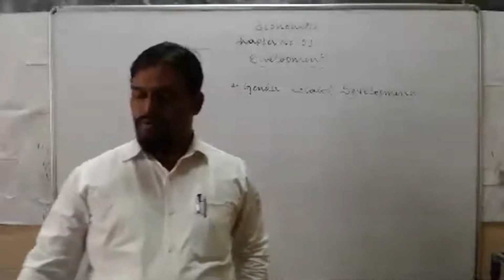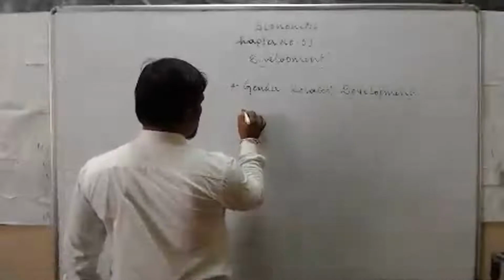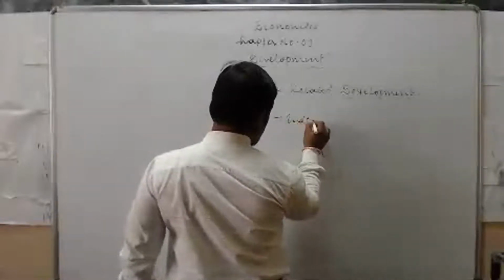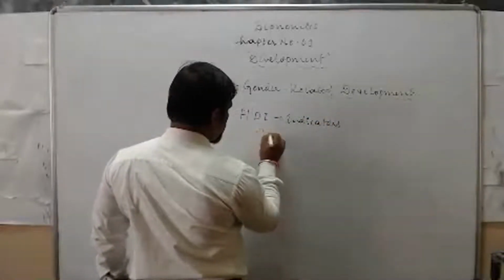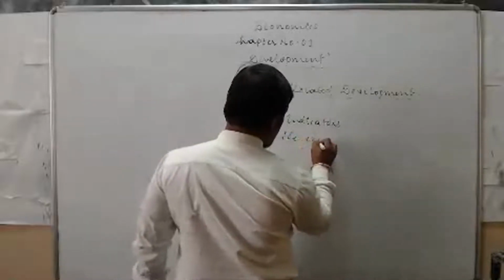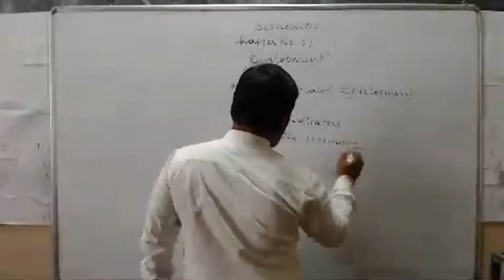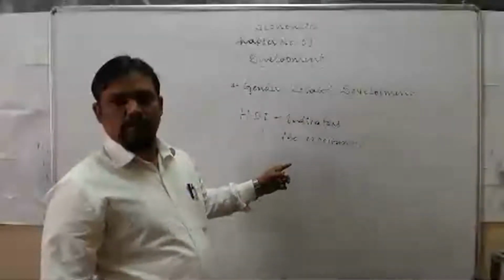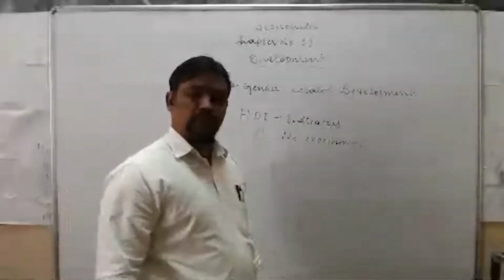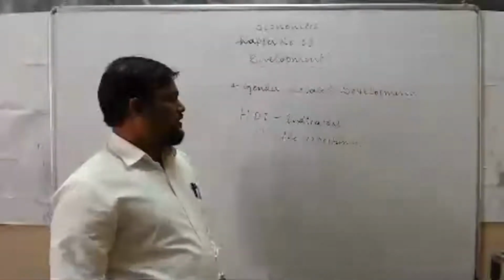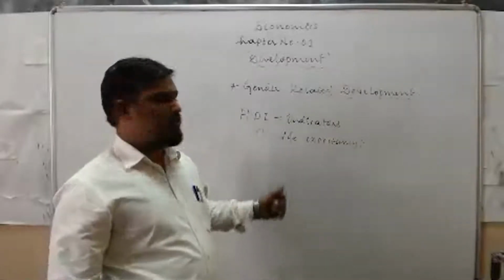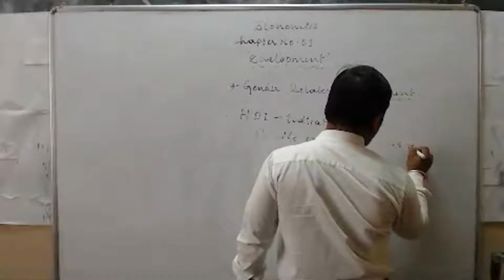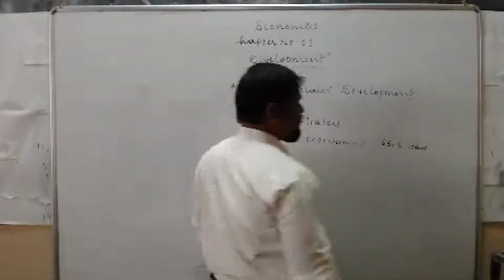In the previous class I told you about the HDI. What are the indicators of HDI? First one, life expectancy. Life expectancy means the average expected lifespan of an individual. So what is the average expected lifespan of an individual in India? Means, what is the life expectancy of Indians? That is 65.8 years.